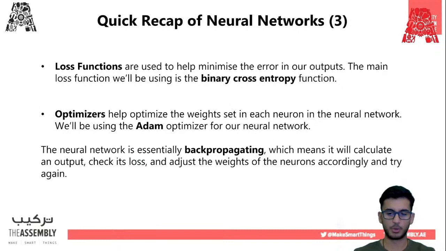Optimizers, on the other hand, are what adjust the weights and biases in order to minimize the loss that we calculate in the loss function. For this workshop, we'll be looking at the Adam optimizer, which is commonly found everywhere in the data science field. And using these techniques, our neural network is essentially undergoing backpropagation. Backpropagation essentially means calculating an output and going back to change the weights and biases in order to be more accurate and minimize our loss.